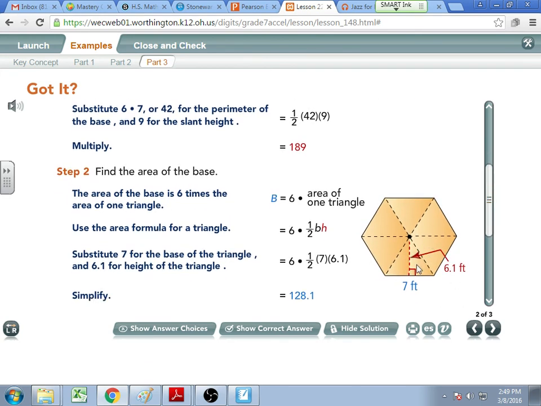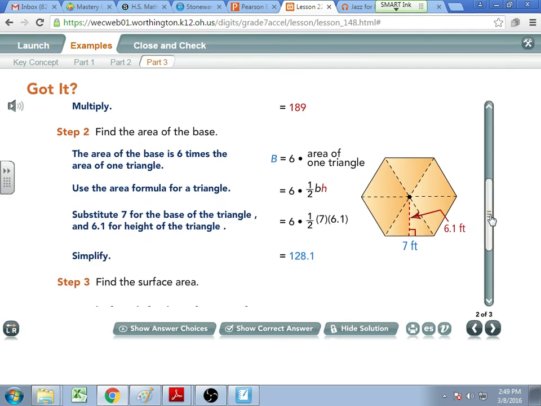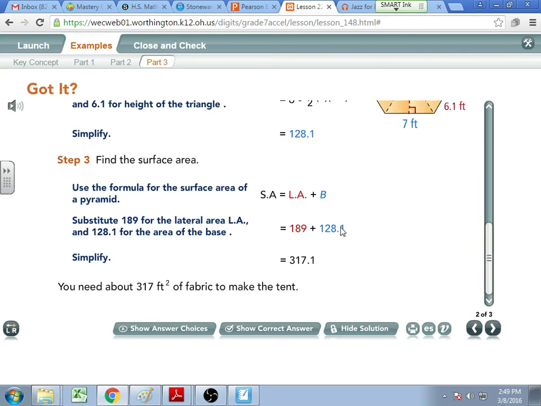So we break this up into the triangles and we look at each triangle being 1/2 base times height. I do my work a little slower. I find that area, then I multiply by 6. But whatever order you decide to do your work in, that's completely up to you. We found out that big B is 128.1. Then to find the final surface area, I want to add them both together. We find the sum is 317 and 1/10, which is approximately 317 square feet.